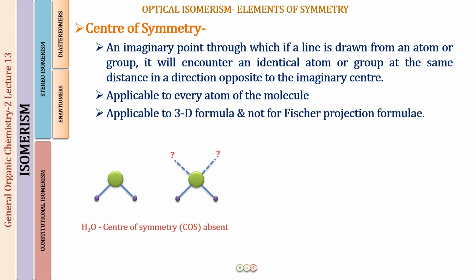And this is applicable to the three-dimensional formula and not to the Fischer projection. The Fischer projection is a two-dimensional projection of a three-dimensional structure. So never try to find the center of symmetry in a Fischer projection, because you will go wrong, and I will show you this also with the help of an example. Okay, so let us see one more example.